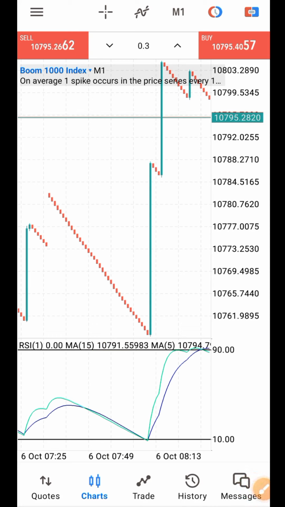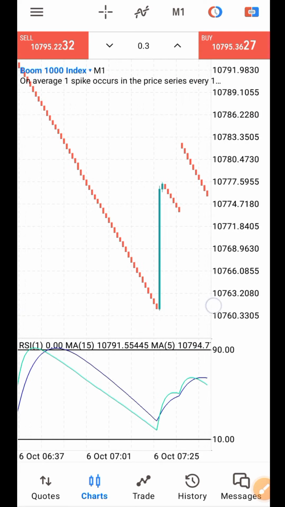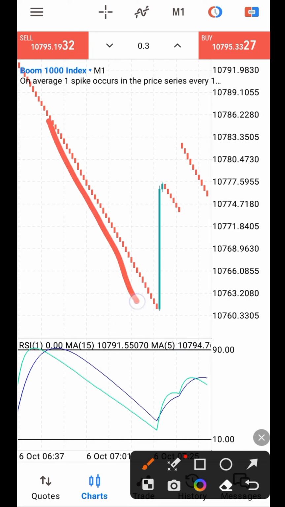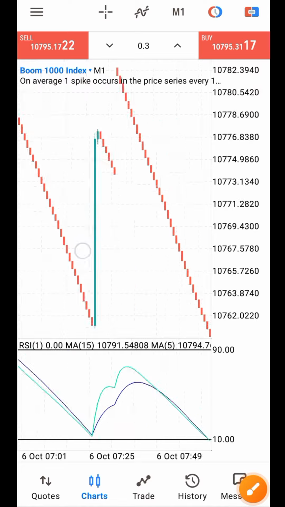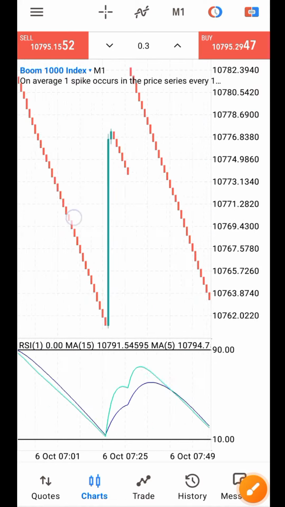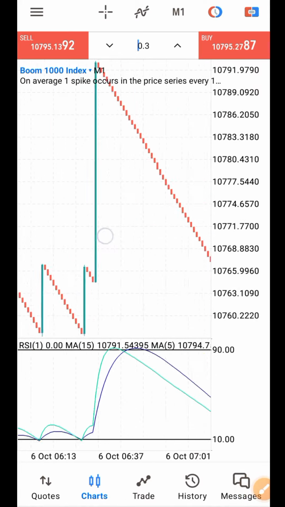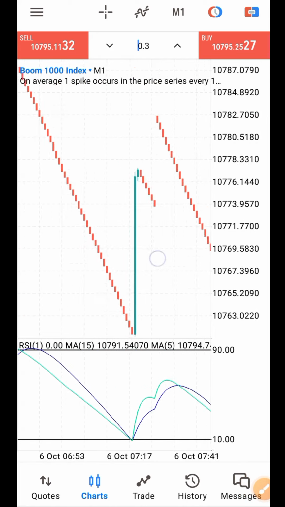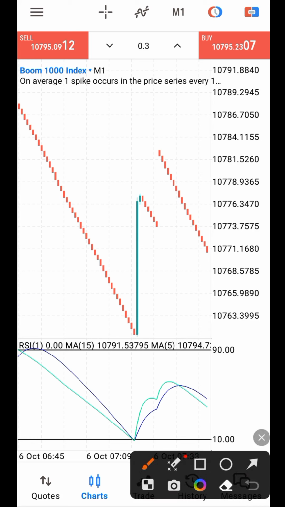When the market has been selling, you should be able to move your chart like this. The market has been selling, and you see that these two moving averages, both the 5 and the 15, are getting close to the 10 level.